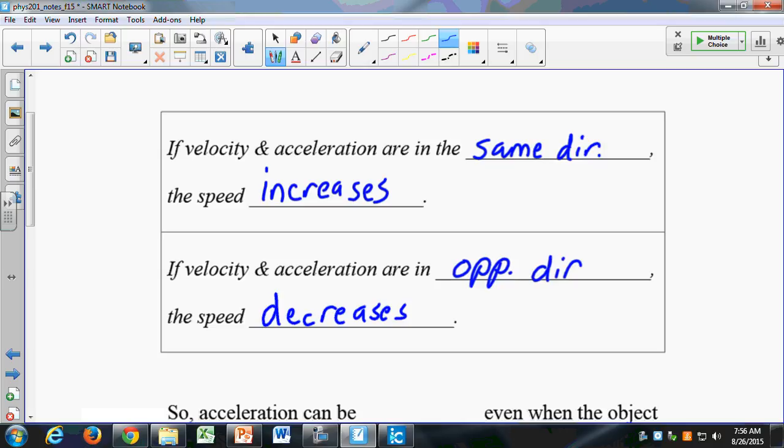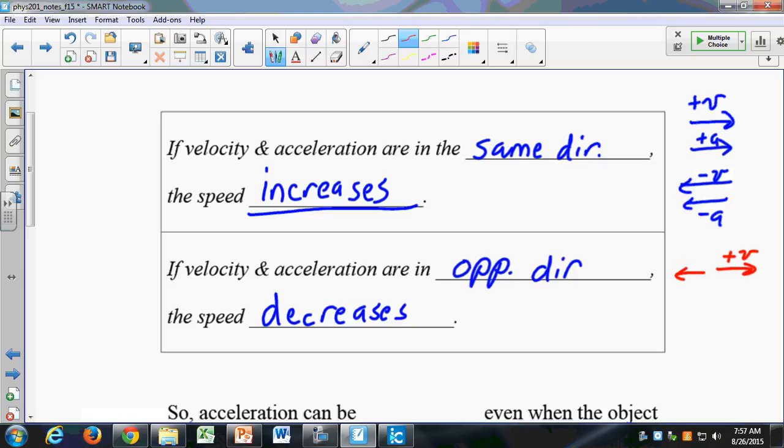All right, so we can have a couple of examples. For example, here, if they're in the same direction, I can have a positive v and a positive a. That would mean that my speed would increase. I could also have a negative v and a negative a. That is, an object that's moving in the negative direction, so it has a negative v, and it's also accelerating in the negative direction, so a negative a. It would be like if I walked in this direction and I sped up, right? This is also increasing.